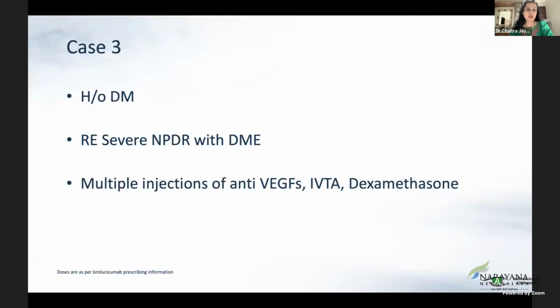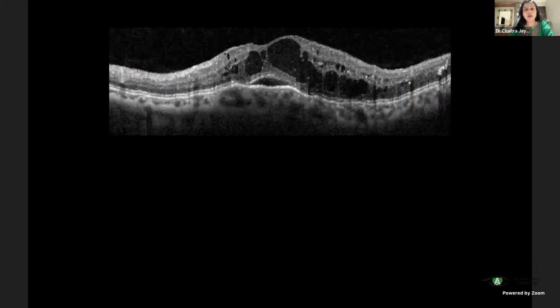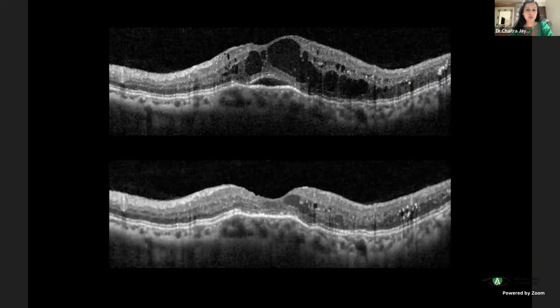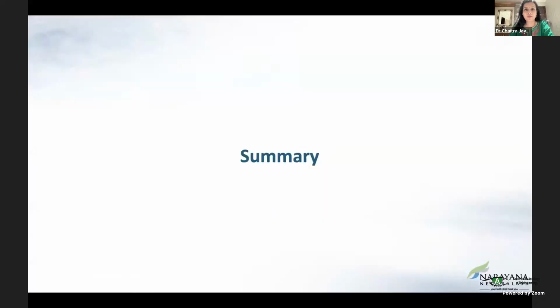Again, another patient with multiple injections of anti-VEGF, IVTA, and DEX, all have been given. And again, you can see the chronicity of the edema here, and with 1 injection, you can see very good resolution, and the foveal contour is returning back to normal.